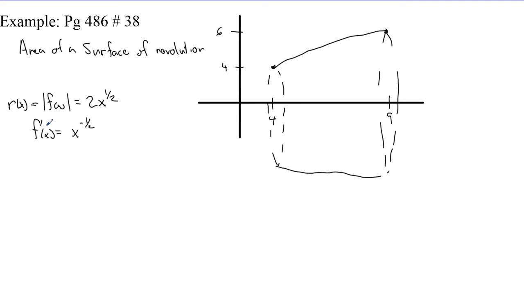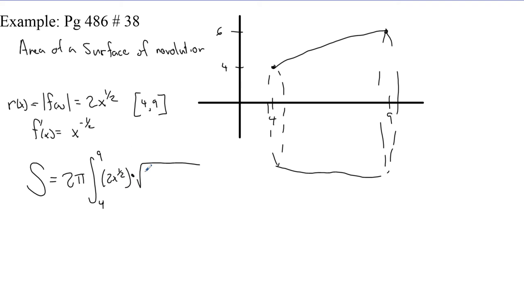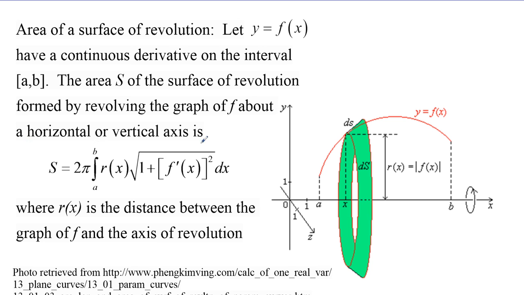And so now it's just a matter of putting it in over the interval from 4 to 9. So the equation S, this surface of revolution, is 2 pi, and again, it's 2 pi r, so it goes from 4 to 9. My radius is going to be this 2x to the half, times the square root of 1 plus this x to the negative 1/2 squared dx. So it's just me plugging the values that I have into this equation.